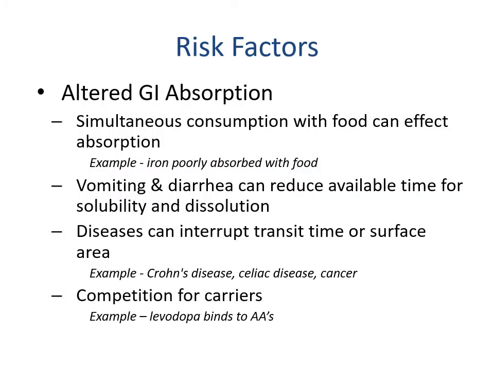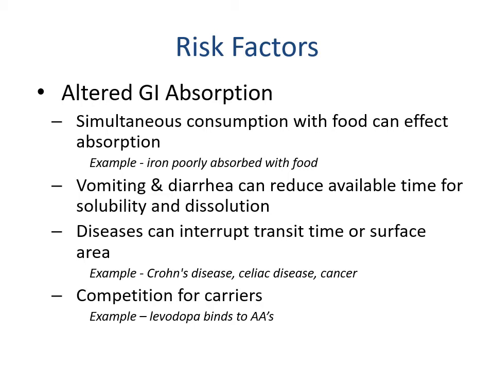So looking at risk factors, again, we have altered GI absorption. Simultaneous consumption with food can affect absorption. As we discussed previously, iron is poorly absorbed with food. Vomiting and diarrhea can reduce available time for solubility and dissolution. I once had a patient who had hyperactive bowel sounds, and so they were having some severe GI issues, to the point where we could literally give them medication, and 20 minutes later you could observe the exact same pill in the toilet. And of course, then, that drug doesn't work or do anything for the patient therapeutically.